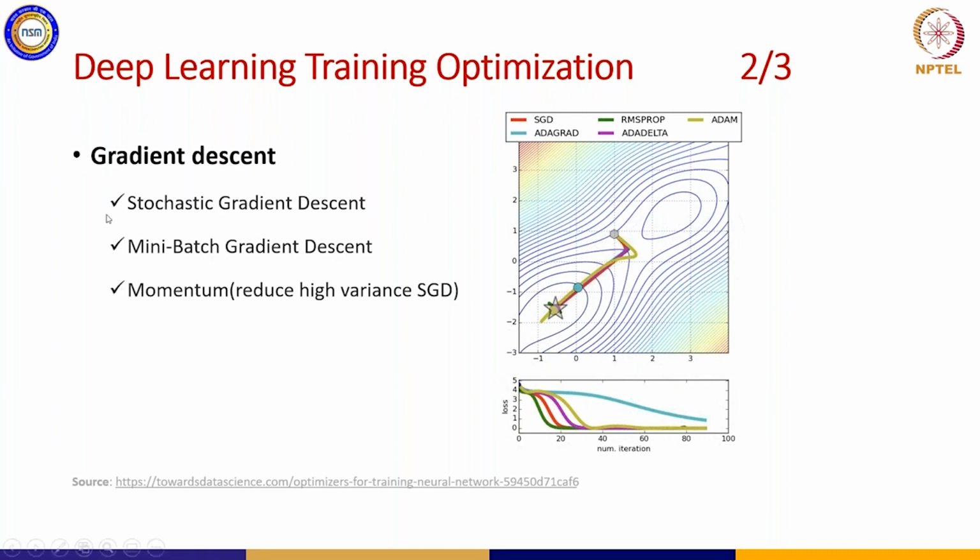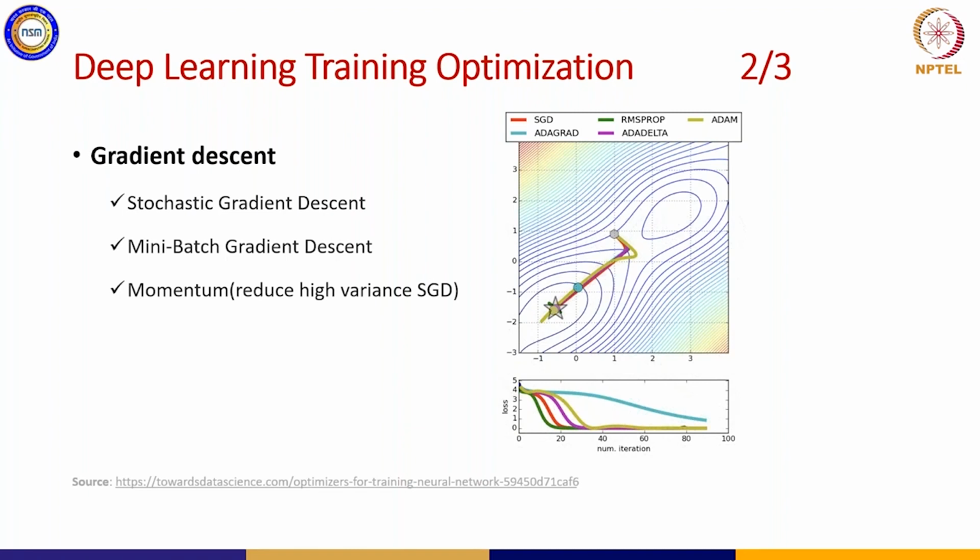Also, there is mini-batch gradient descent, which picks chunks of the batches and feeds them into the model. And there is what we call momentum, which is used to reduce the high variance in stochastic gradient descent. There are other examples of optimizers like Adam, Adagrad, and Adadelta, and many of them have been used, which I know many of us are familiar with.